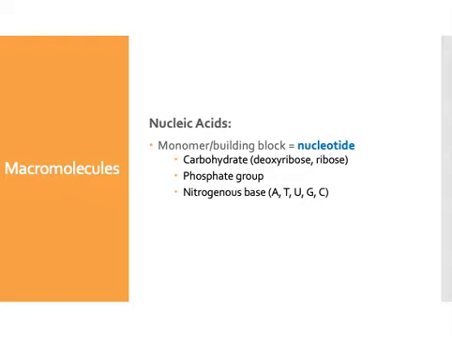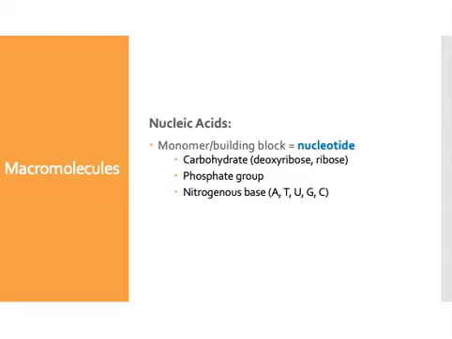A nucleotide has three parts to it. It actually contains a piece of carbohydrate, and we mentioned this a minute ago. The carbohydrate is called deoxyribose in DNA and ribose in RNA. It contains a phosphate group, which is simply a combination of phosphorus and oxygen. And it contains what's called a nitrogenous base.